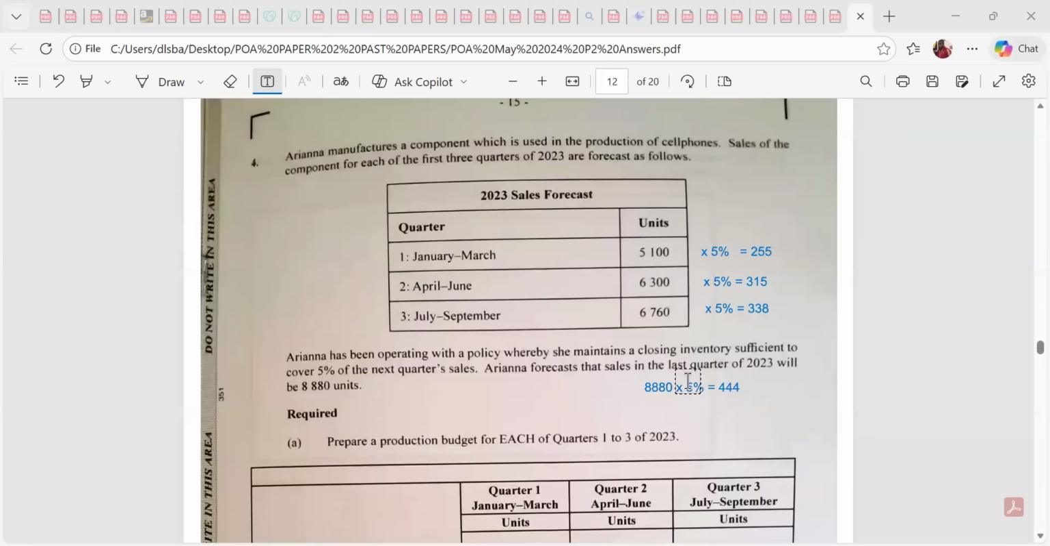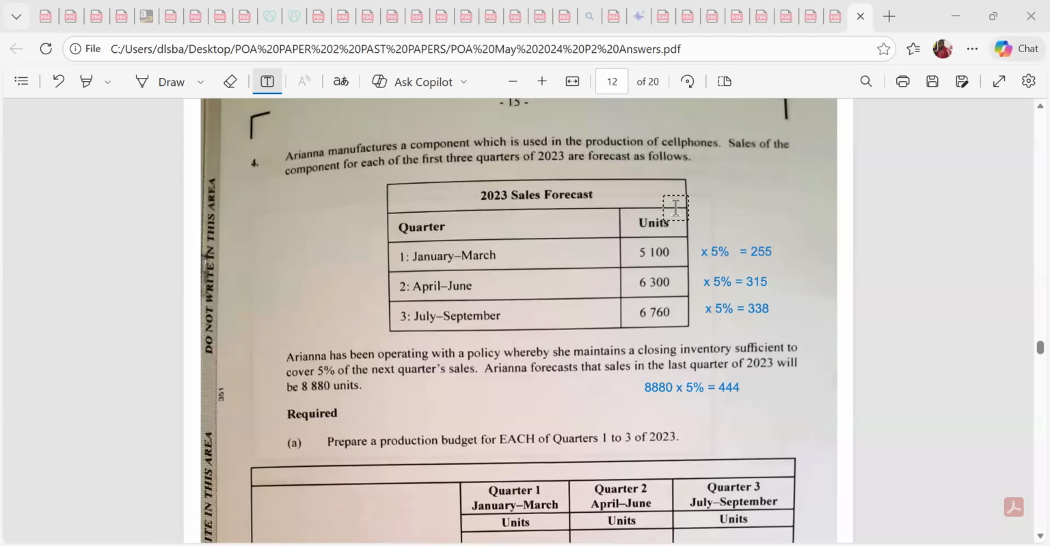Number 4 is a forecasting question. Not that I think it will come, just it hardly ever comes. So a lot of people are not sure how to do it because they don't get much practice. So let's practice it just in case. Ariana manufactures a component which is used in the production of cell phones. Sales for the component for each of the first 3 months of 2023 are forecasted as follows. Forecasted means this is what they think they're going to sell.